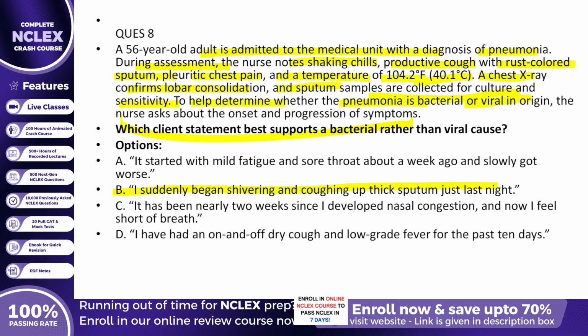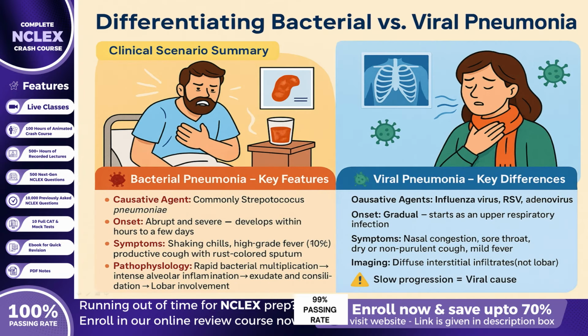Moving into the detailed rationale, bacterial pneumonia, most commonly caused by Streptococcus pneumoniae, presents with a sudden and dramatic onset. Clients often develop shaking chills, a high fever exceeding 103 degrees Fahrenheit, pleuritic chest pain, and a productive cough with purulent or rust-colored sputum. This acute presentation reflects the rapid multiplication of bacteria within the alveoli, which triggers an intense inflammatory response and causes alveolar exudate formation.